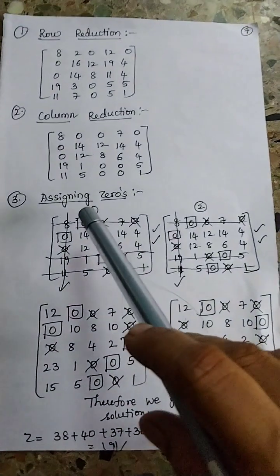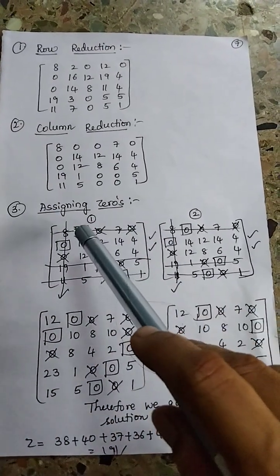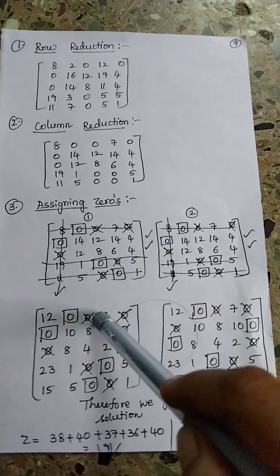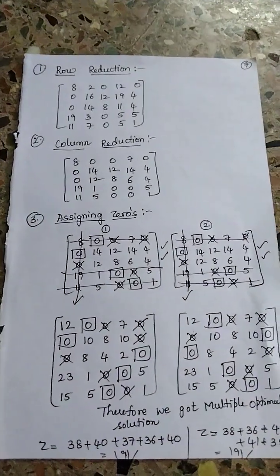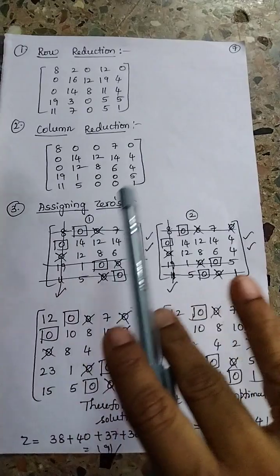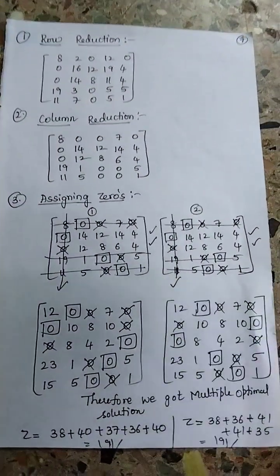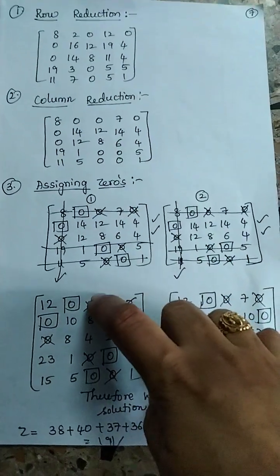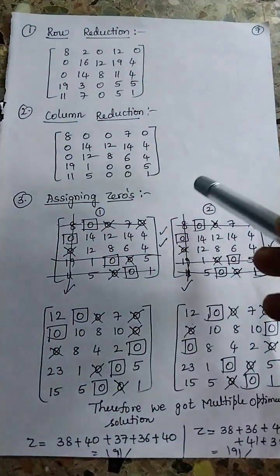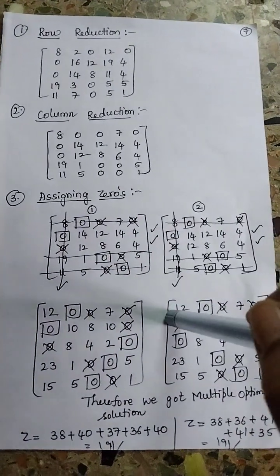See, 8 plus 4, 12. This is covered by line. So, you are going to write as it is 0, 0, 7 and 0. And in the second row, it is not covered by lines. That's why we are going to write 0, 14 minus 4, 10, 12 minus 4, 8, 14 minus 4, 10, 4 minus 4, 0.